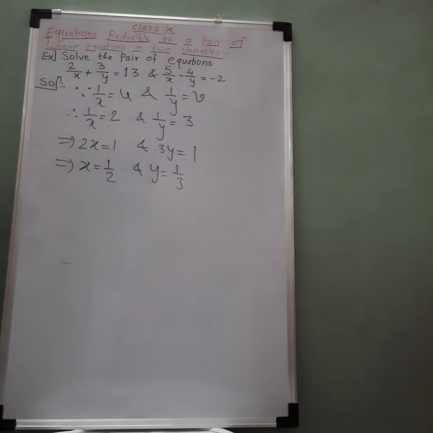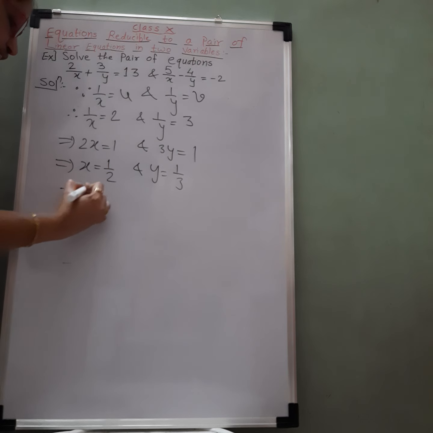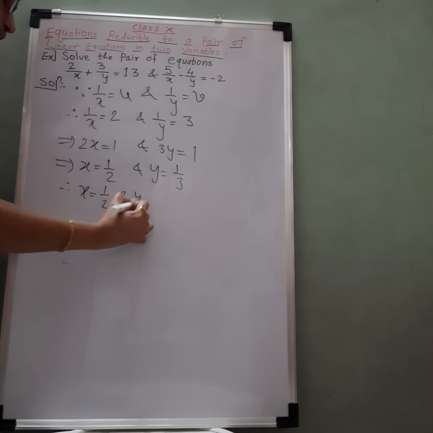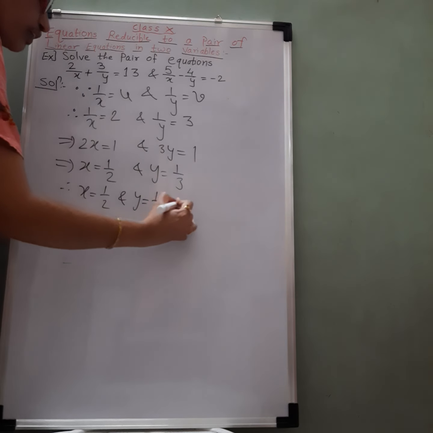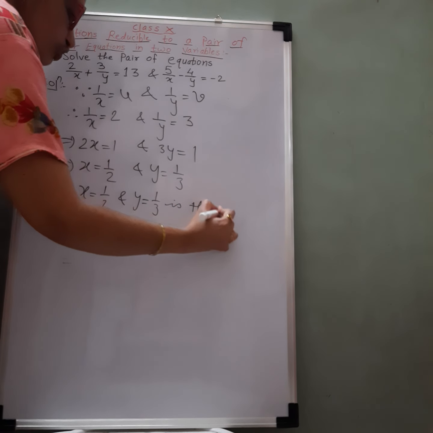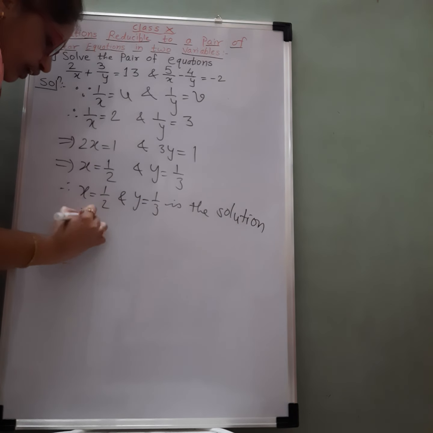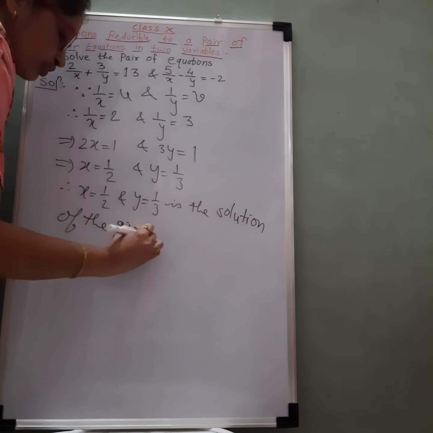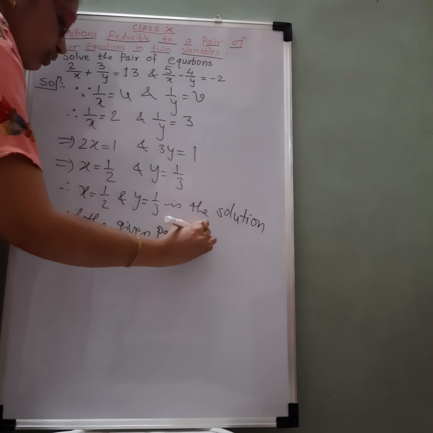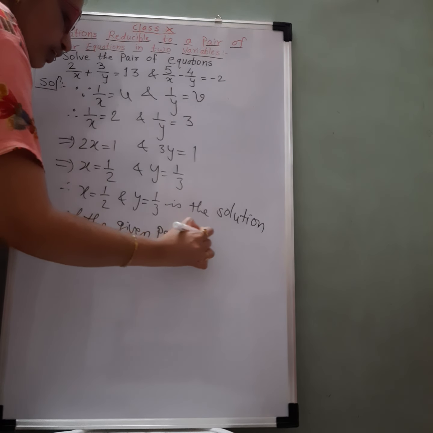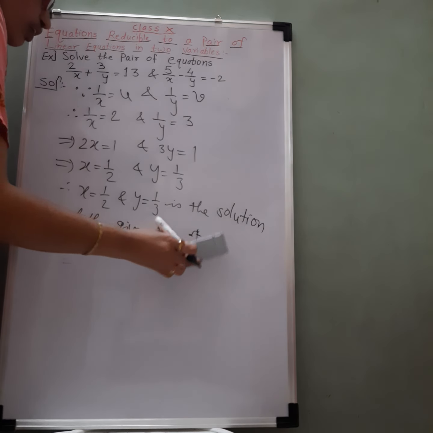Thus x is equal to 1 upon 2 and y is equal to 1 upon 3 is the solution of the given system of linear equations, that is, the given pair of equations.